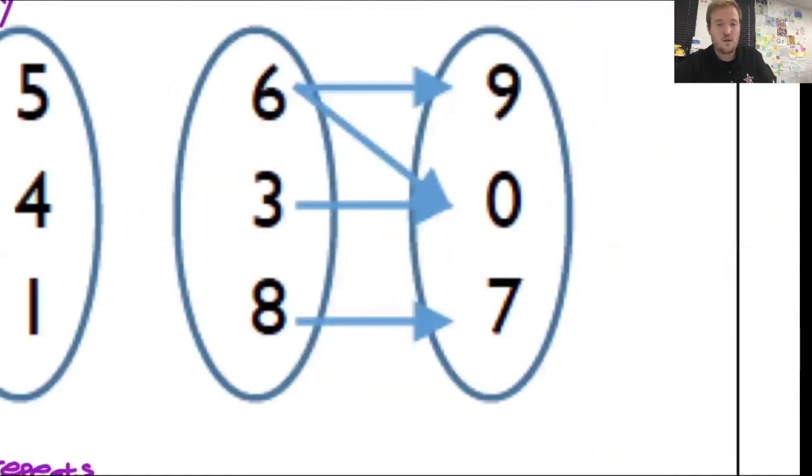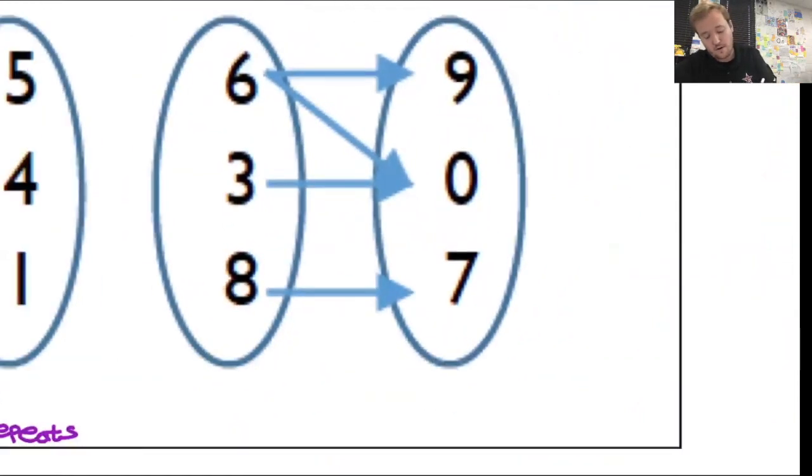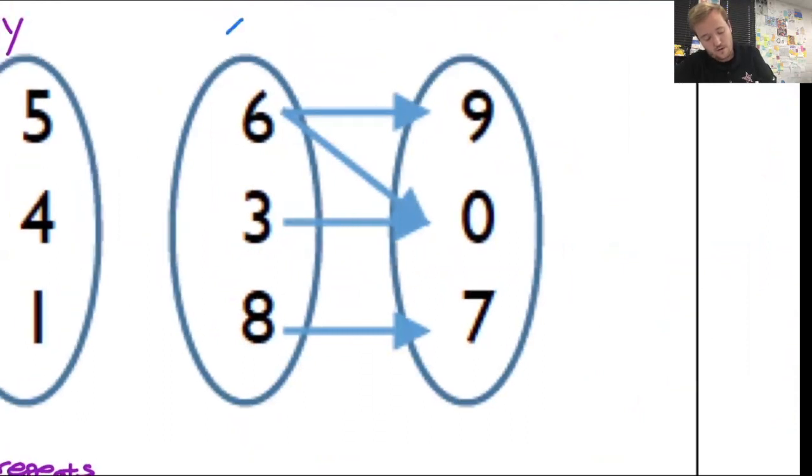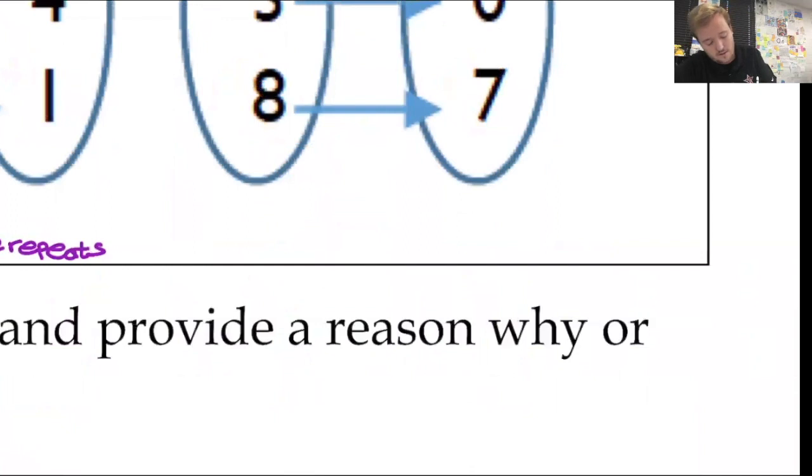If we look at the next mapping over here, we have our x's and our y's. They're not labeled. You don't have to label them, just so you're aware the x's are on the left side. If you notice, we have 2 arrows stemming from this 6 right here. That tells you this is not a function, that x equals 6 repeats.